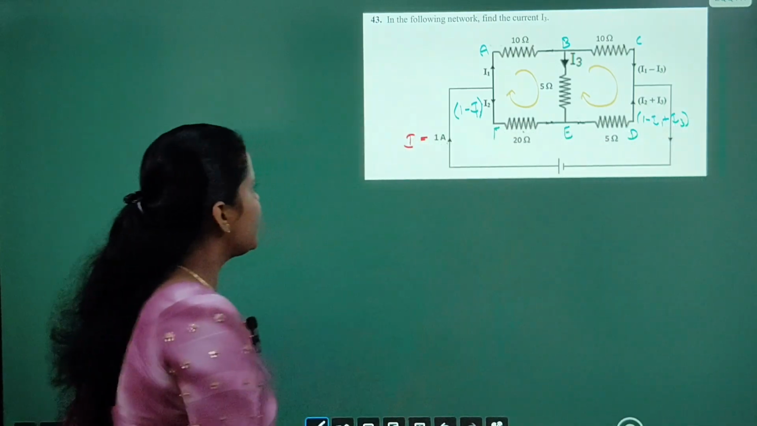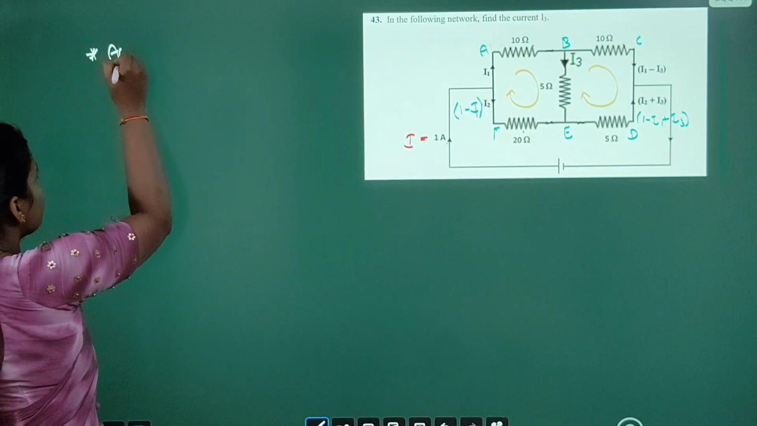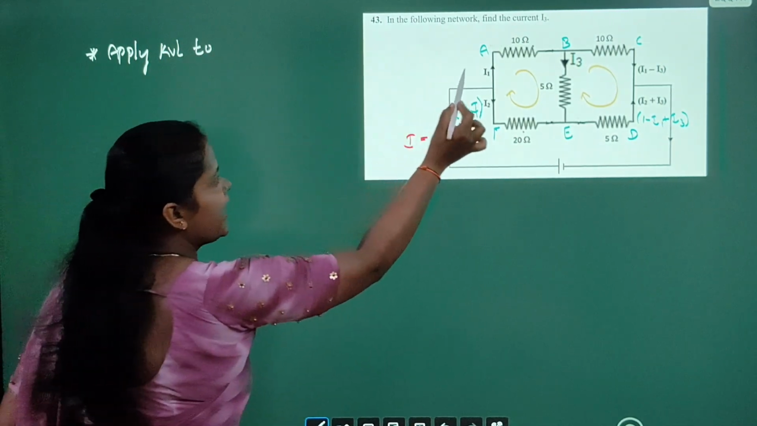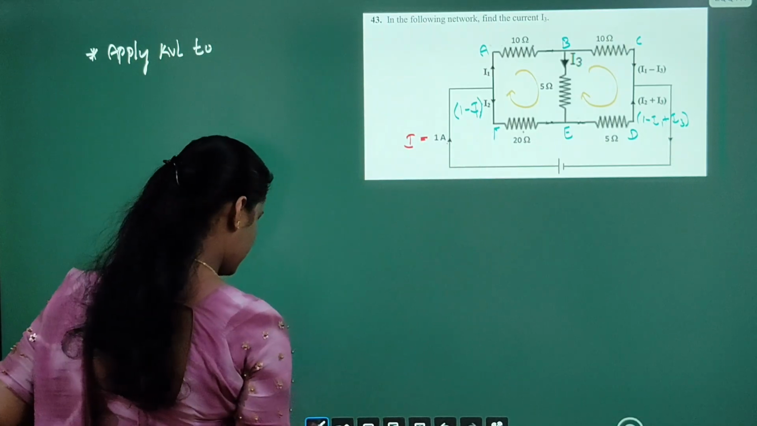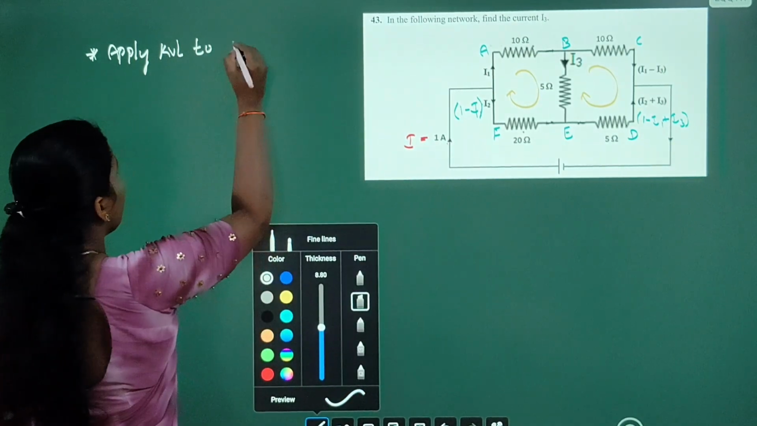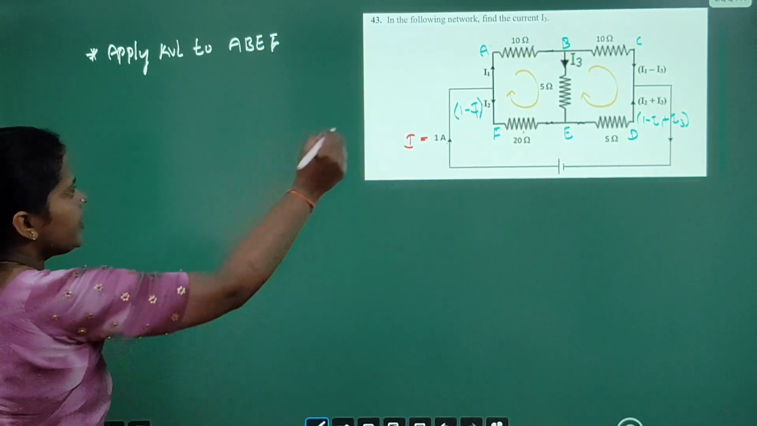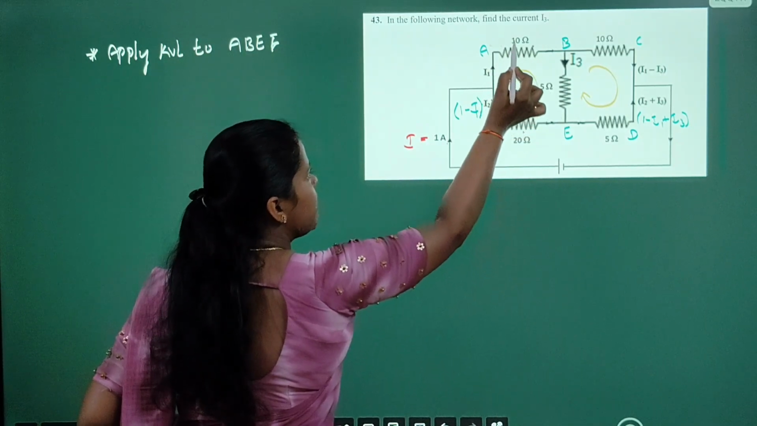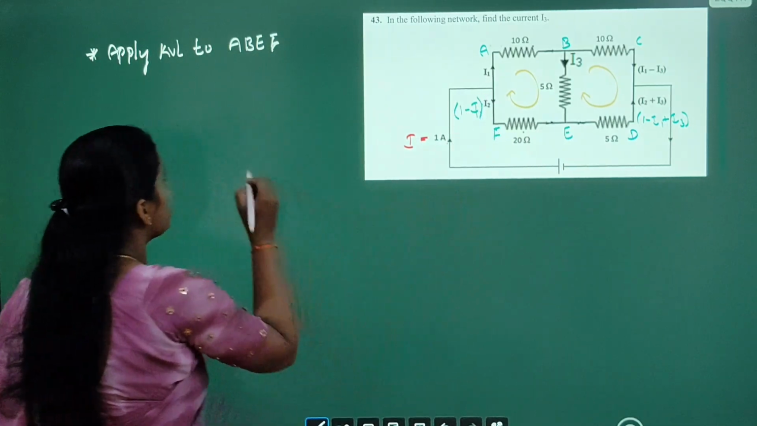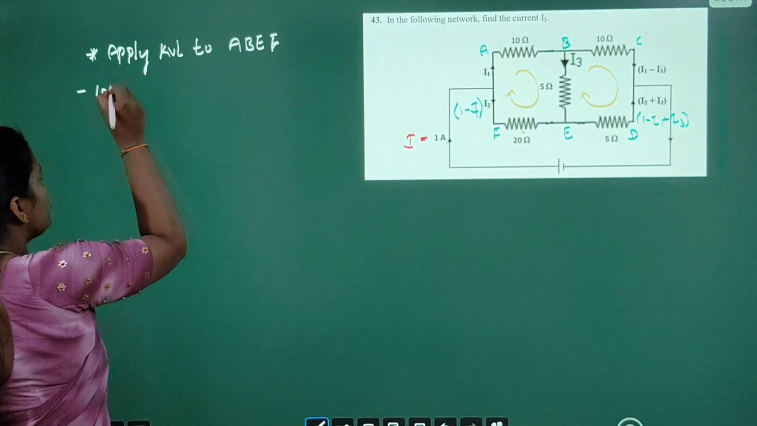Understand? Here, apply KVL to the first loop, A, B, E, F. Here the current is moving through this branch. I1 times R1: the current direction and the loop direction are both in the same direction, so we take the negative sign. Minus the product of current and resistance, 10 into I1.